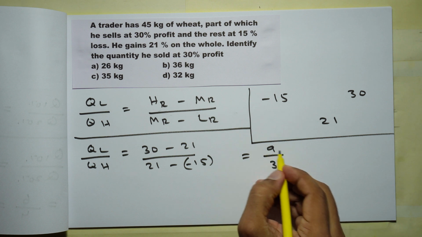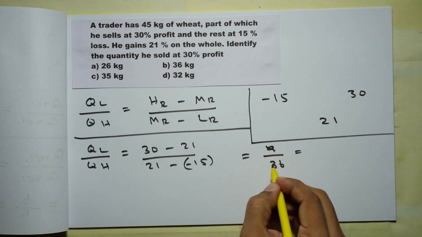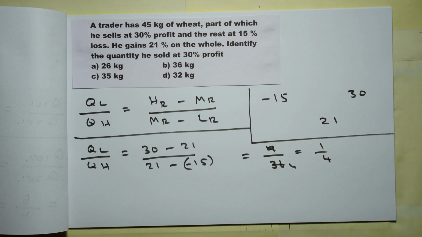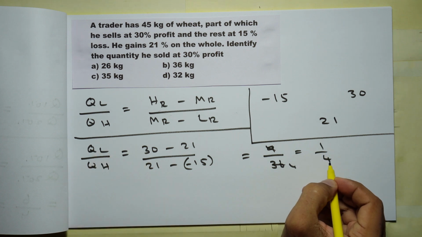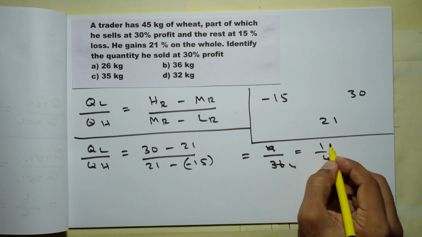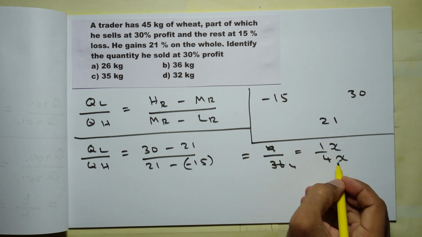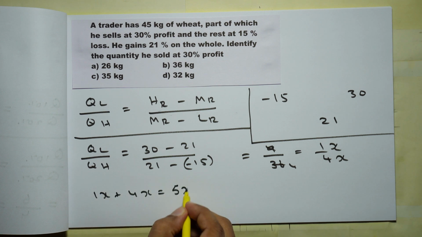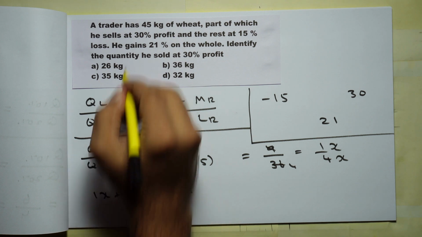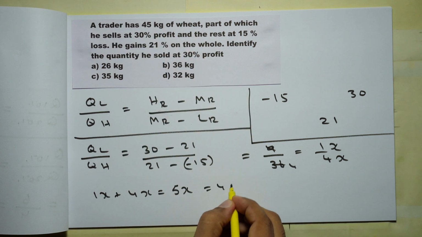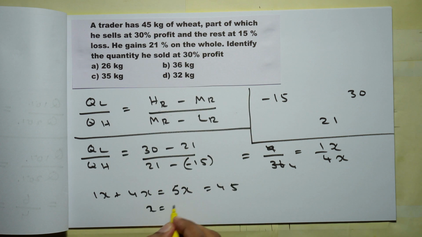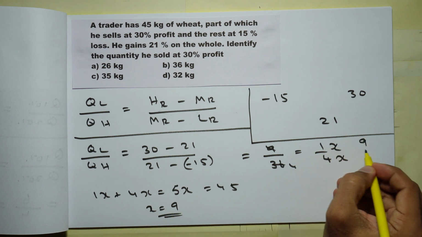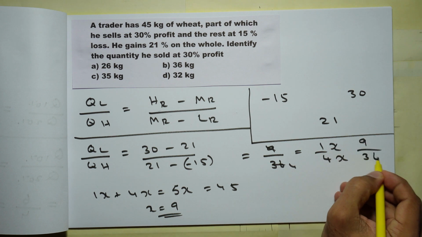36 is 9 into 4. So 9 divides 4 times. So this you will get as 1 by 4. So they are sold in the ratio 1 is to 4. So you can take it as 1x and 4x. And total is 1x plus 4x, that is equal to 5x. That is the total quantity, and that is 45 kilograms, from which you will get x is equal to 9. So the actual values are 1 into 9, 9, and 4 into 9, 36.